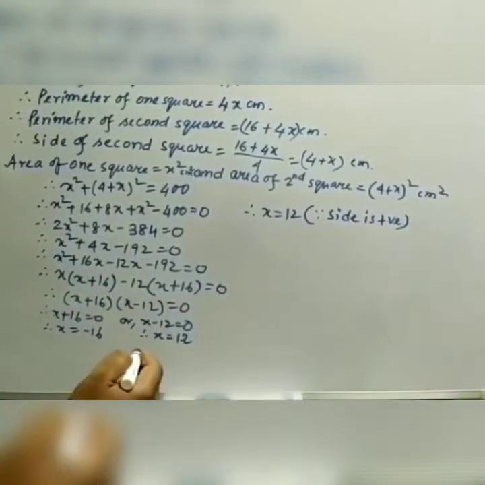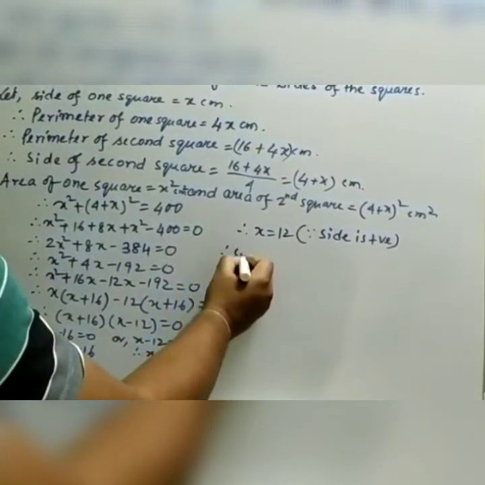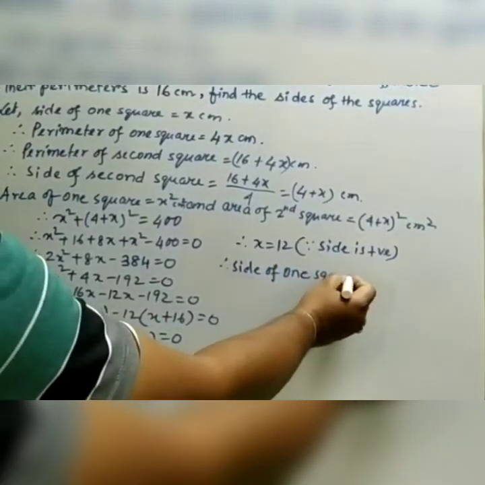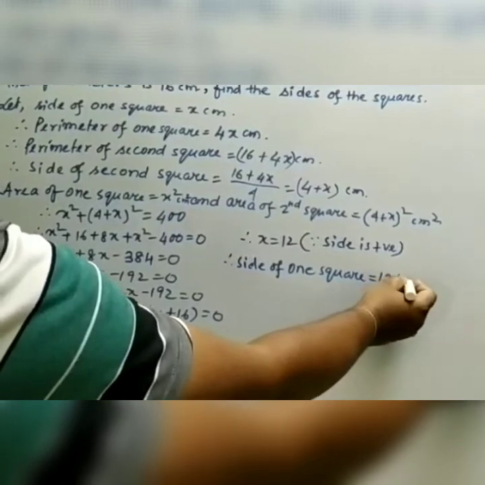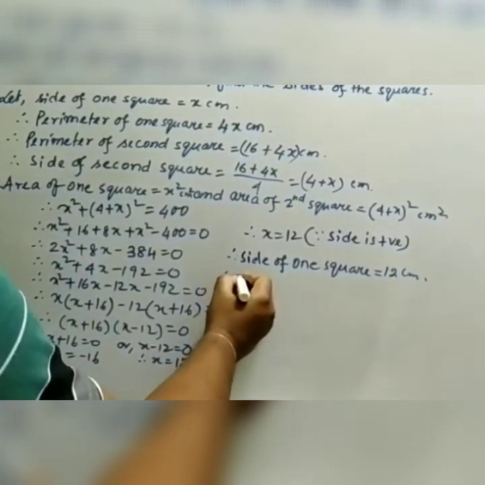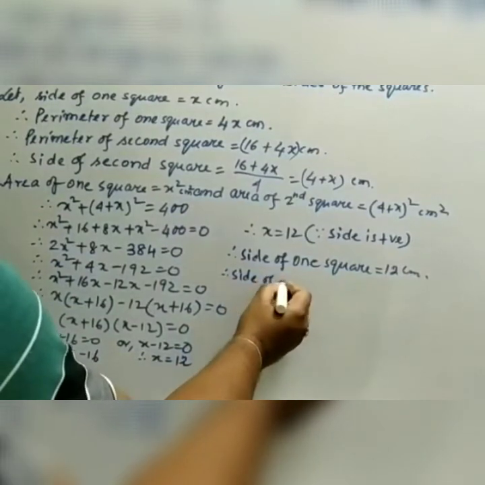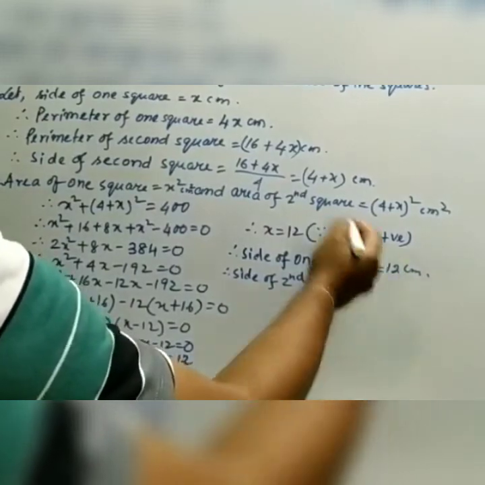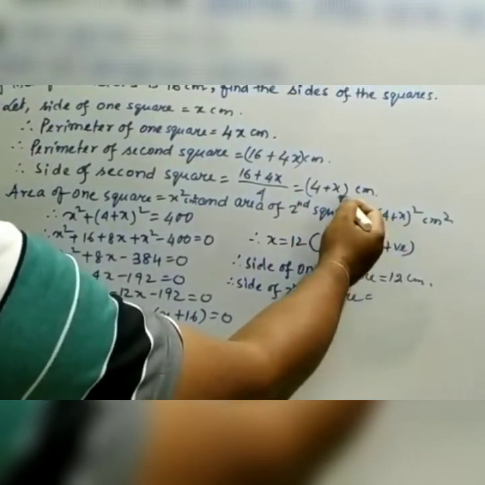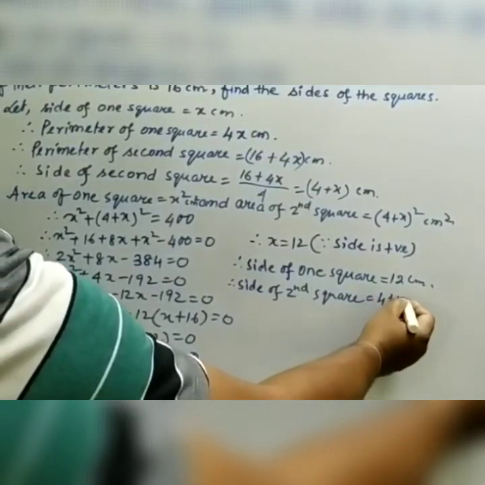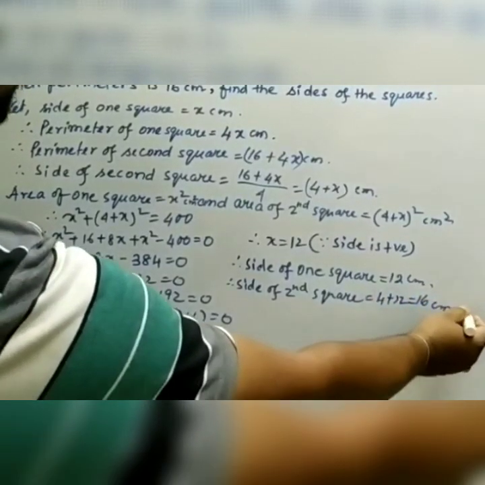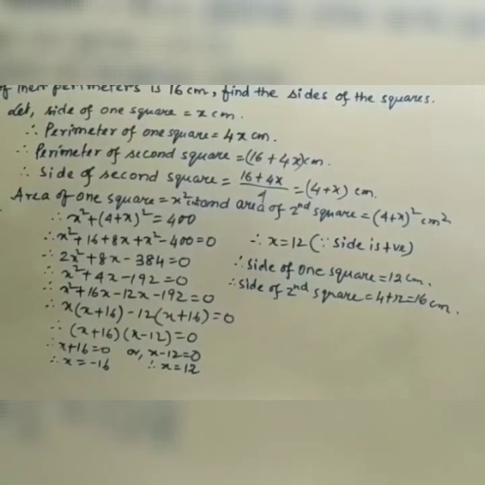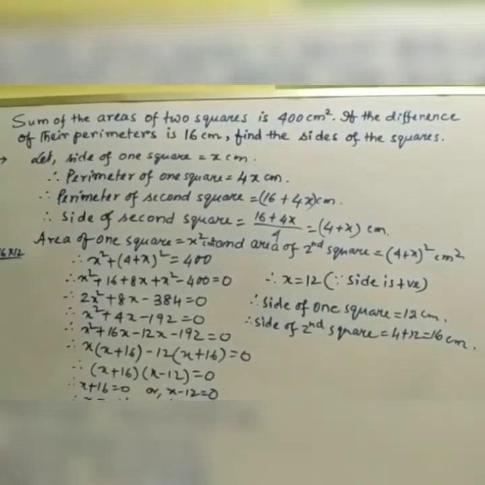So we got x, that means the side of one square equals 12 centimeter. Therefore the side of the second square equals 4 plus x, so 4 plus 12, that is 16 centimeter. So we have the sides of the two squares. One is 12 centimeter, another one is 16 centimeter. This is the answer of this question.